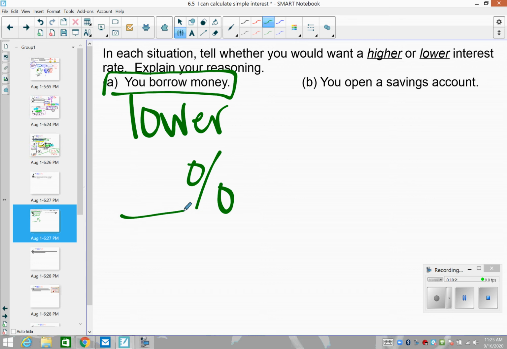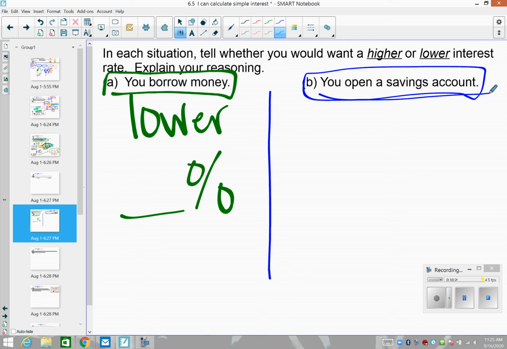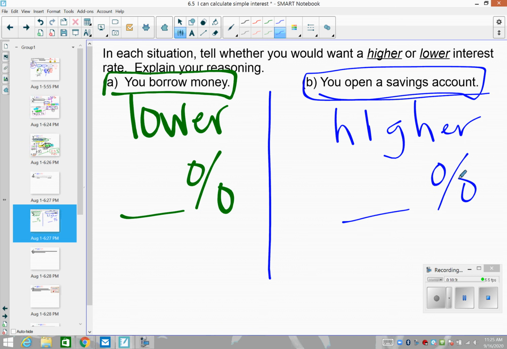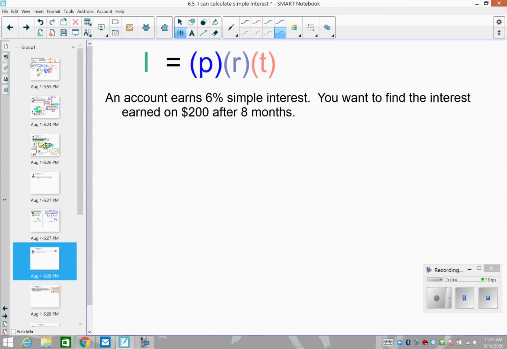You've borrowed the money. So on the contrary then, if you open a savings account and you're earning the money, do you want the rate to be high or low? You would want it to be higher. And as I stated, most banks are not paying a super high interest rate. So there's something to think about of when you would want the rate high when you're earning it or low when you're paying it. Okay, so let's try this example here.